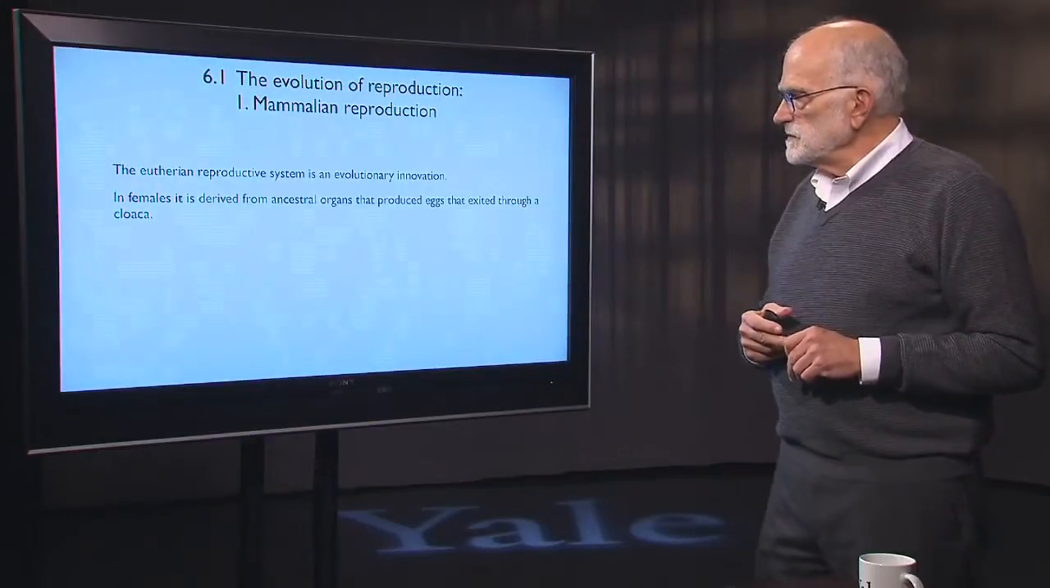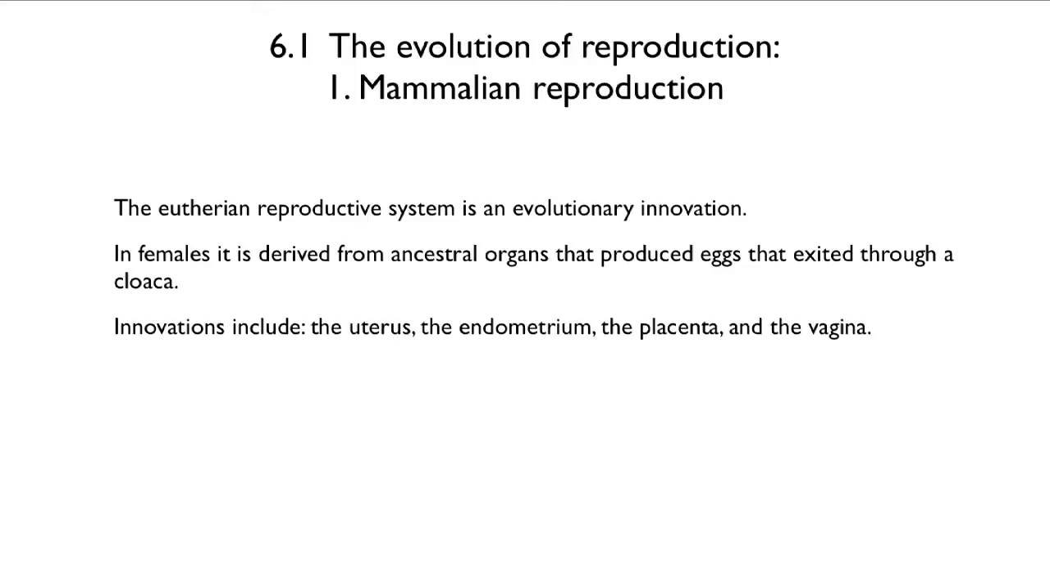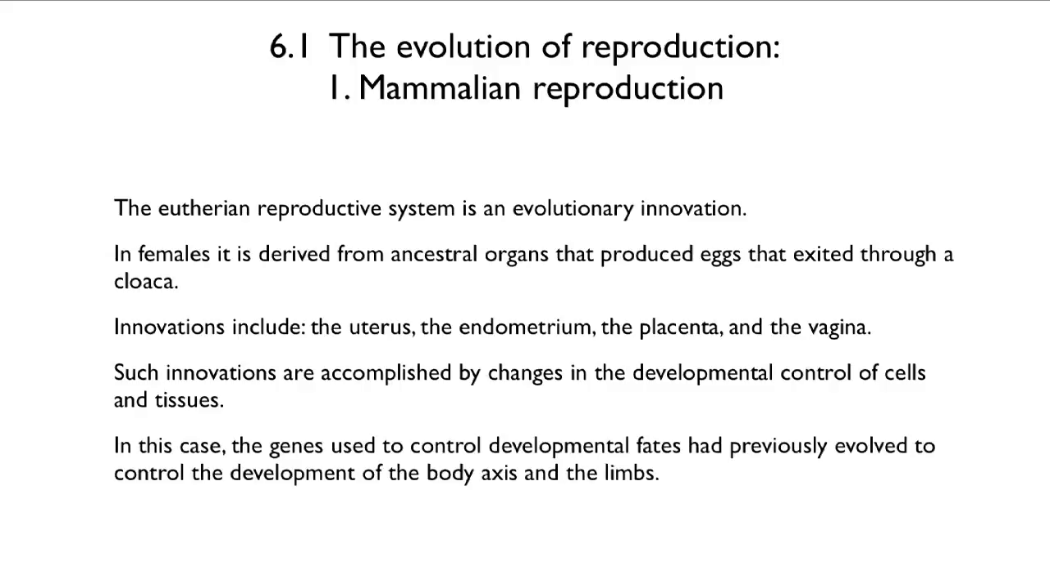The reproductive system in females is derived from ancestral organs that produced eggs that came out through a cloaca. The innovations in mammals include the uterus, the endometrium, the placenta, and the vagina. Those are all new structures, all things that evolved about 190, 150 million years ago. Those innovations are accomplished by changes in the developmental control of cells and tissues. And in this case, the genes that are used to control these developmental fates had previously evolved to control the development of the body axis and the limb. And as we'll see, there was a very interesting thing that allowed the expression of these genes to switch and to start to control new structures.